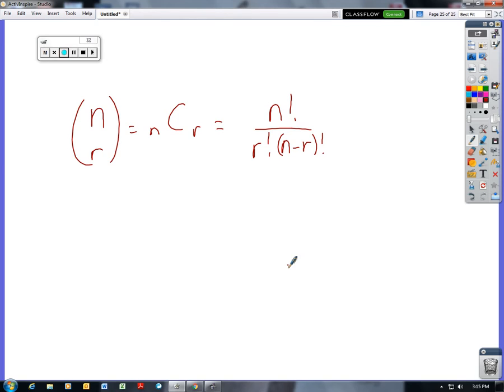Now you will have that formula on your IB formula sheet, so you won't have to memorize it. For doing all this homework, though, it's handy if you have it memorized. It's just faster.